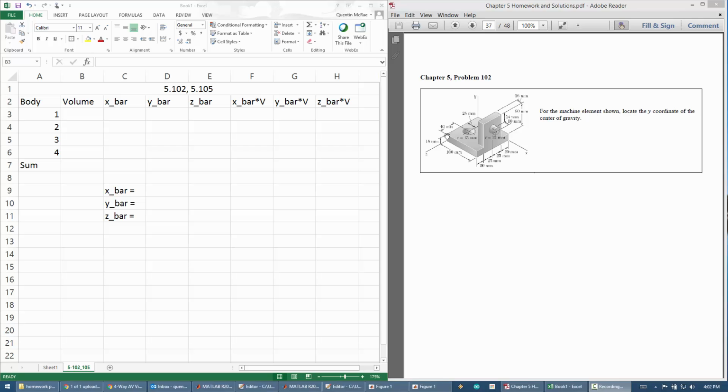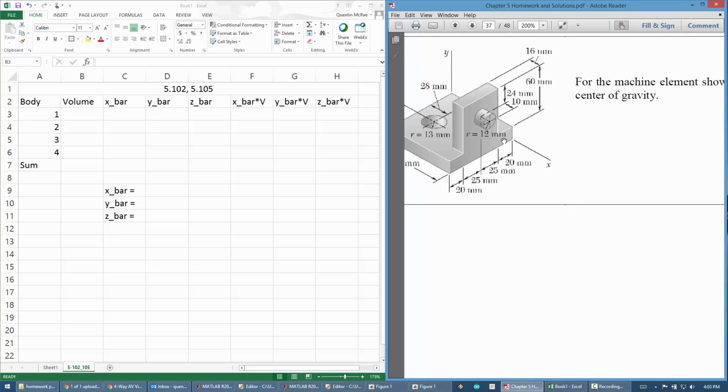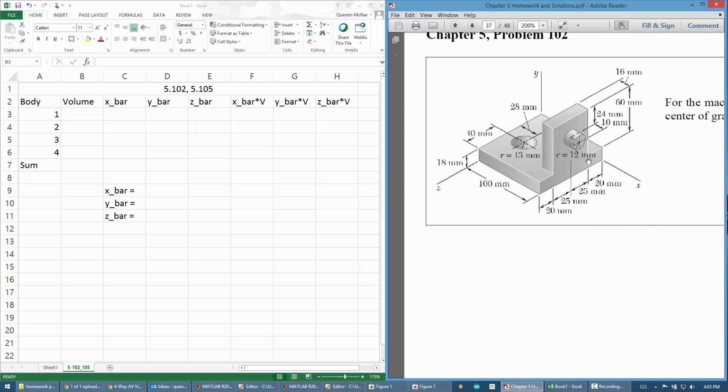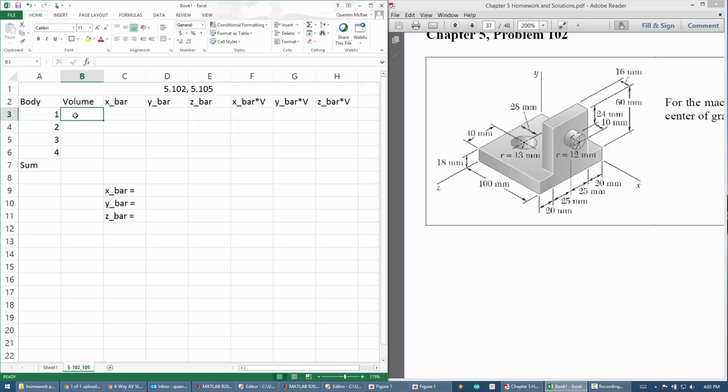So we're going to break this up into individual bodies. We're going to have body 1, which is this bottom plate, body 2, which is this plate sticking up here, body 3, which is this cylindrical thing poking out, and body 4 is this hole here. Okay, and we are just going to go through and fill out this table that we do on all the other ones. So here, I'm going to even zoom in a little bit, see if I can make that a little bit more readable. And so let's start with body 1.